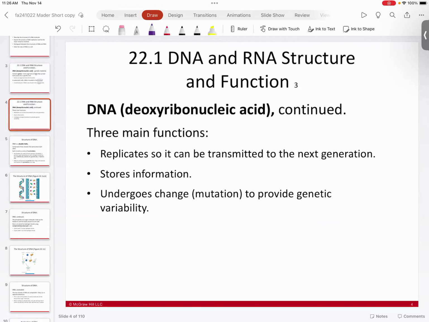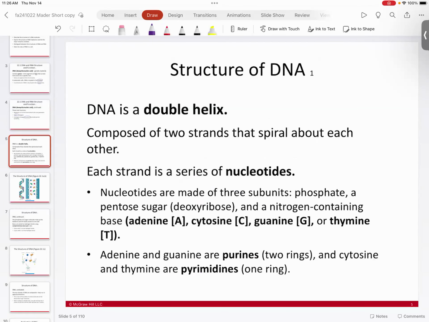Now, DNA has three main functions. First of all, its job is to replicate so that it can basically transmit to the next generation. It also stores information, so it's an informational molecule. And it can also undergo change, mutation, and that gives you variation.